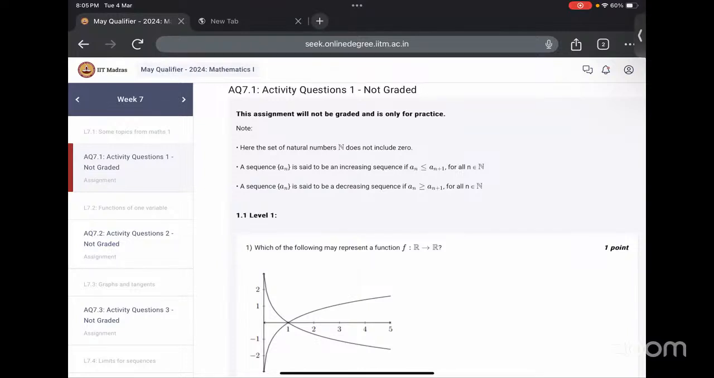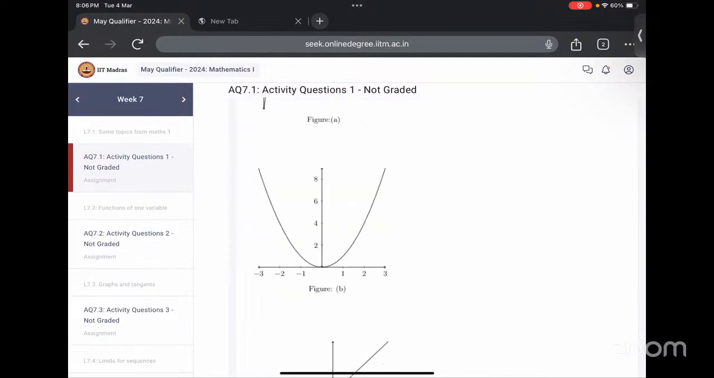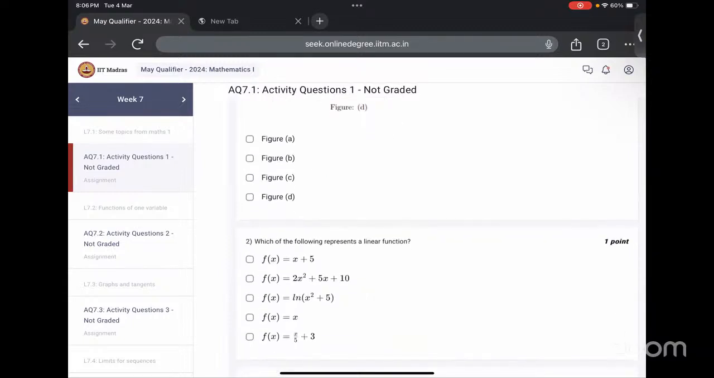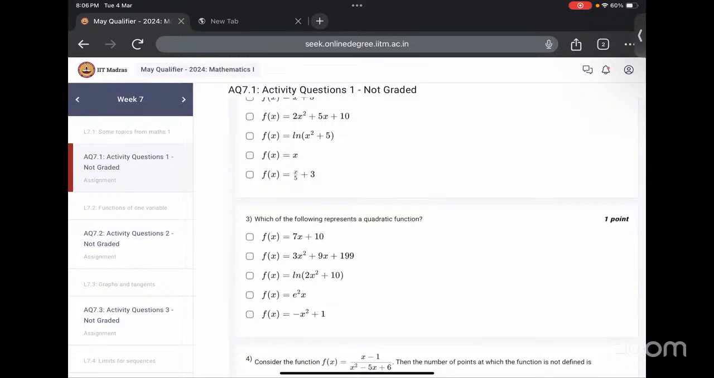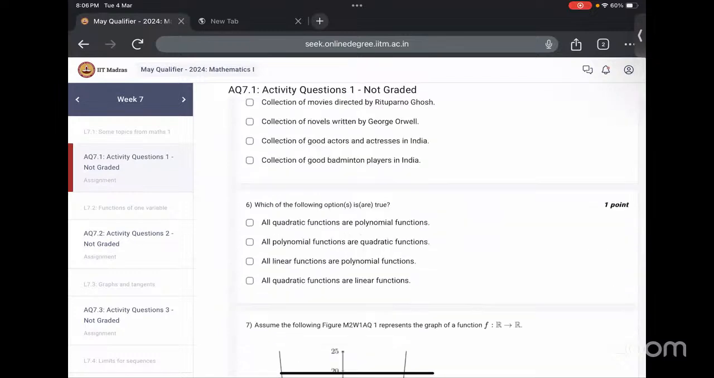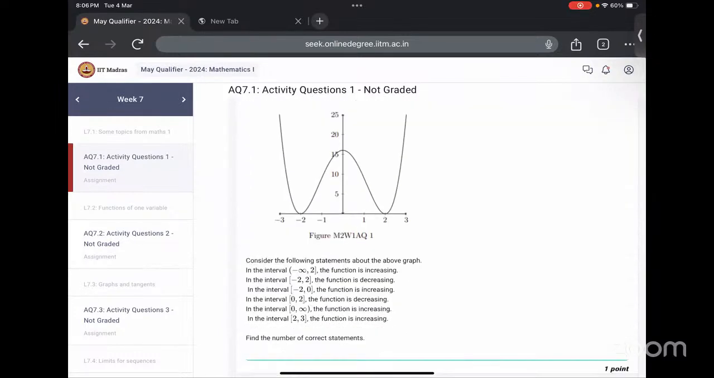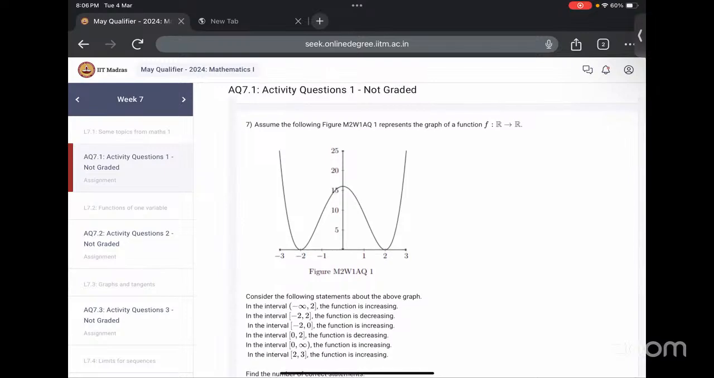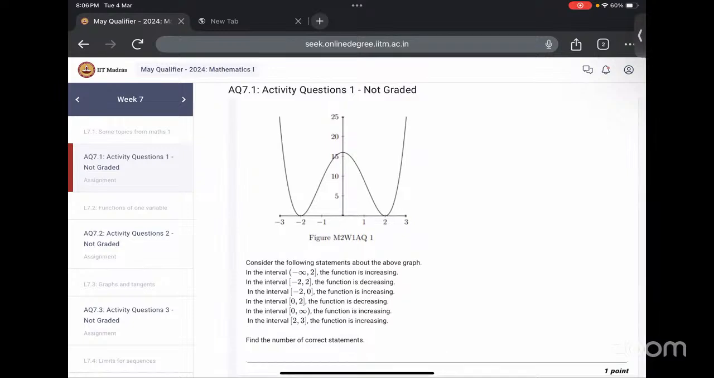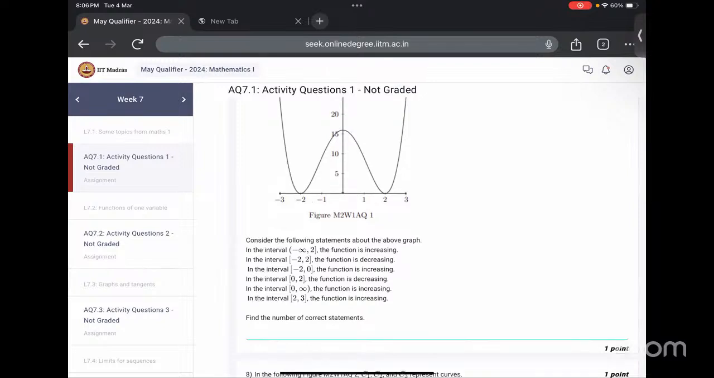Okay. So this is 7.1. Anything in 7.1? Seventh question is fine. Anybody else? Okay, so it is a pretty simple question. You have to just check whether it is increasing or decreasing in the following intervals, right? So we know how to do this type of thing, right?